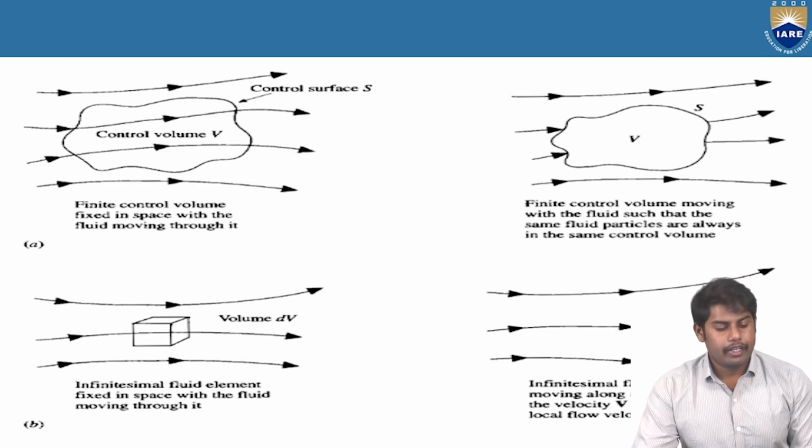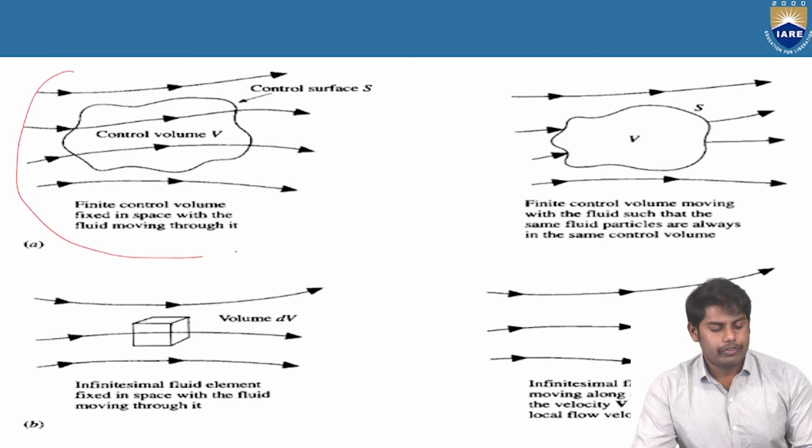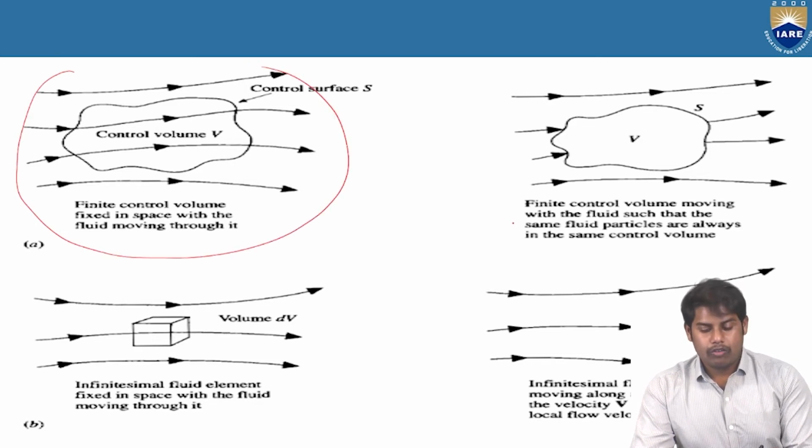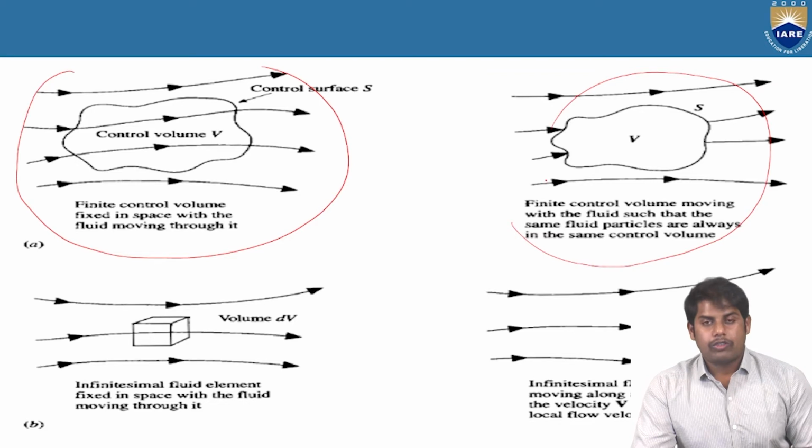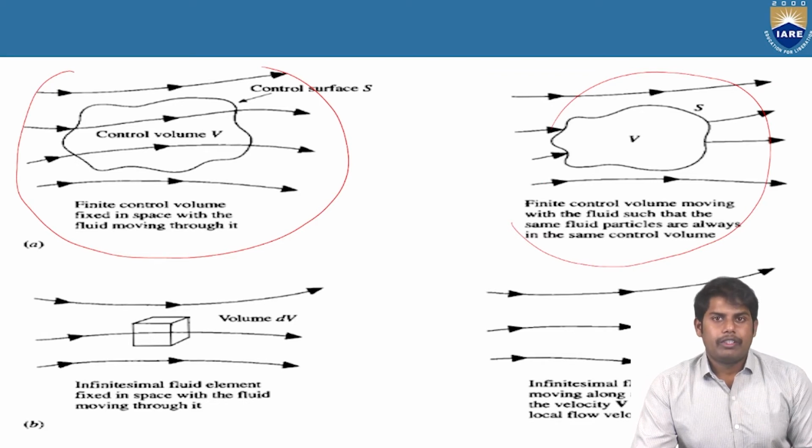So we have seen the different approaches of the fluid flow. One is the control volume, which is fixed in space, and the control volume, which is moving with the flow. These two are basically used for the integral form of governing equations. The control volume is nothing but an entity where we will see the change of physics of the fluid. This control volume can be moving or it can be fixed in space.